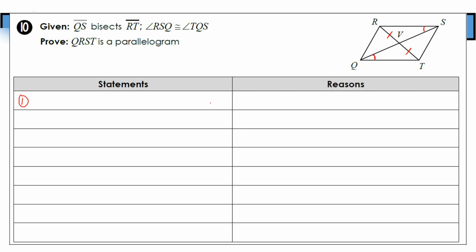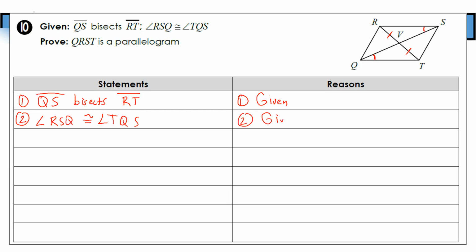Let's begin by marking all of our given information. So our first piece of given information said that QS bisects segment RT, and it was given. And I'm going to go ahead and put this on a new line here. I'll say that angle RSQ is congruent to angle TQS. Again, because it was given.